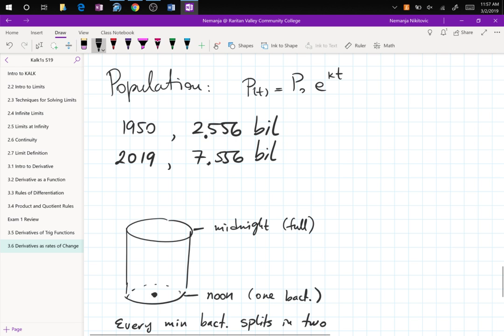12 hours. My question to you is, when is the jar half full? At what time? No. At what time exactly is it half full?